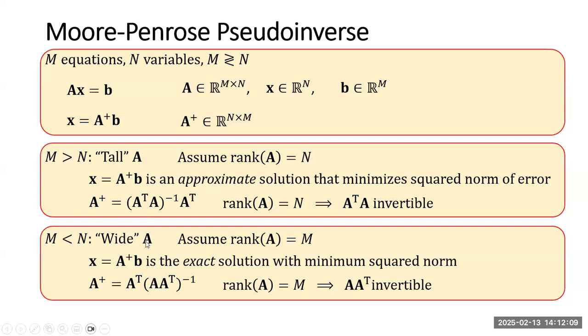Otherwise, when A is a wide matrix, we can get an exact solution that minimizes the squared norm, a ridge regression. And again, this is the expression for the pseudo-inverse.